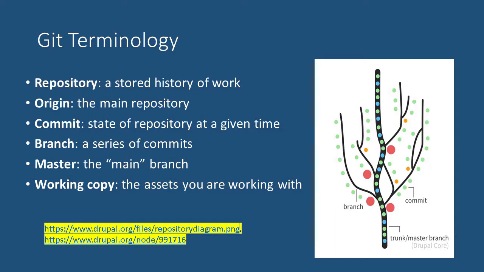A branch is a series of commits within a larger period of time, sort of a branch of a tree. The master is the main branch, sort of the thickest branch, the trunk of a tree. In the image and slide, you can see it is the very thick branch, and then there are thinner branches that branch out of that. The working copy is the assets that you are currently working with on your local machine. What tends to happen with Git branches that doesn't happen with a tree is that branches can merge back into the master branch or into any branch. You can merge them and diverge them as you see fit.